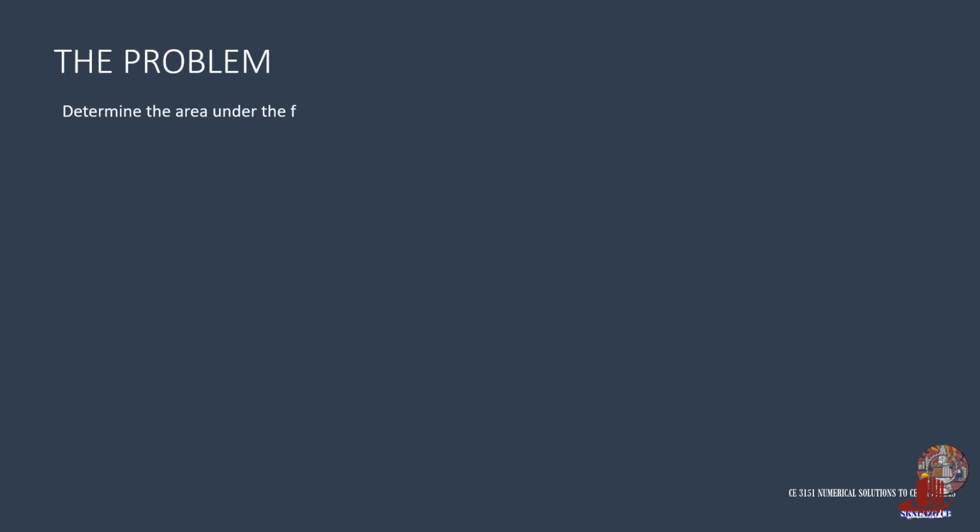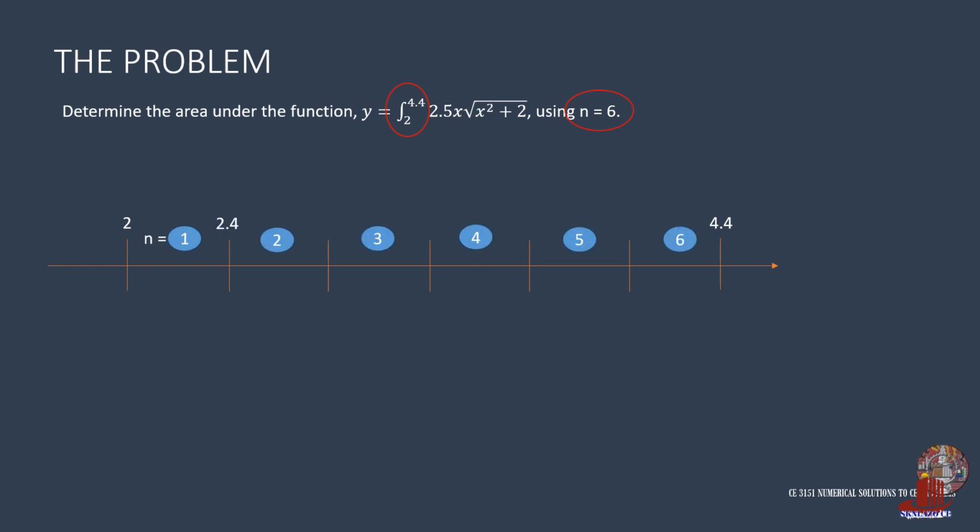The problem includes a function equal to 2.5x times the root of x squared plus 2. The lower and upper boundaries are 2 and 4.4, and we are to generate 6 trapezoids. Graph the boundaries 2 and 4.4, after which divide the distance into 6 spans, providing the sub-coordinates 2.4, 2.8, 3.2, 3.6, and 4.